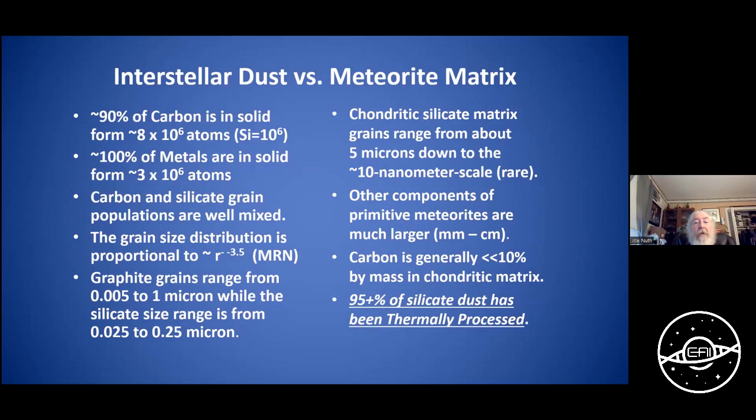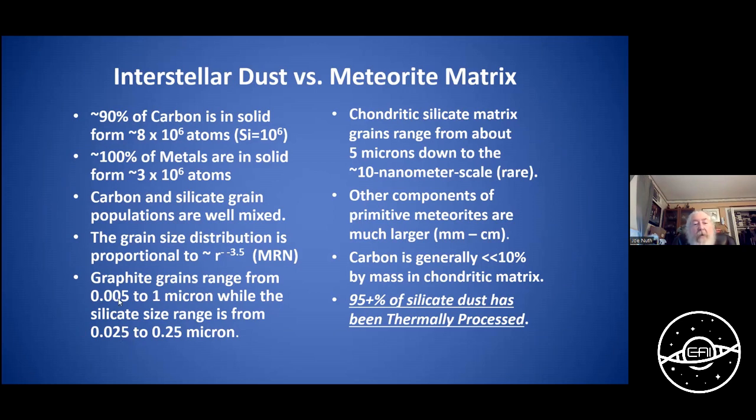All right, in the interstellar medium, most carbon is in the form of solids, at least according to most models of the interstellar extinction. Most of the metals, the carbon silicate grains are extremely well mixed, and the grain size distribution, if you believe Mathis, Rumpl, Nordsieck, and some other modelers, is basically a fairly steep curve at the radius of the grains to the -3.5 power, roughly speaking. It goes from -3 to -4.